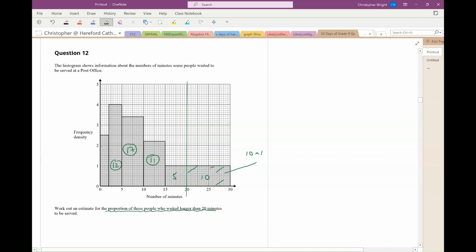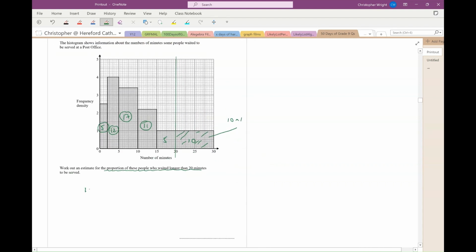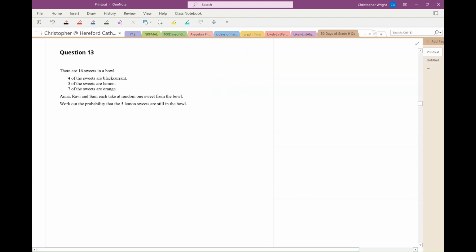And 2 by 2.5 is 5. Right, so the proportion of people who waited longer than 20 minutes, well, it's an area of 10 out of the whole area. Let's have a look. 17, 34, 35, 45, 50, 60. So it's 10/60ths of the area. And so the proportion of people is a sixth. Question 12 done. Question 13.